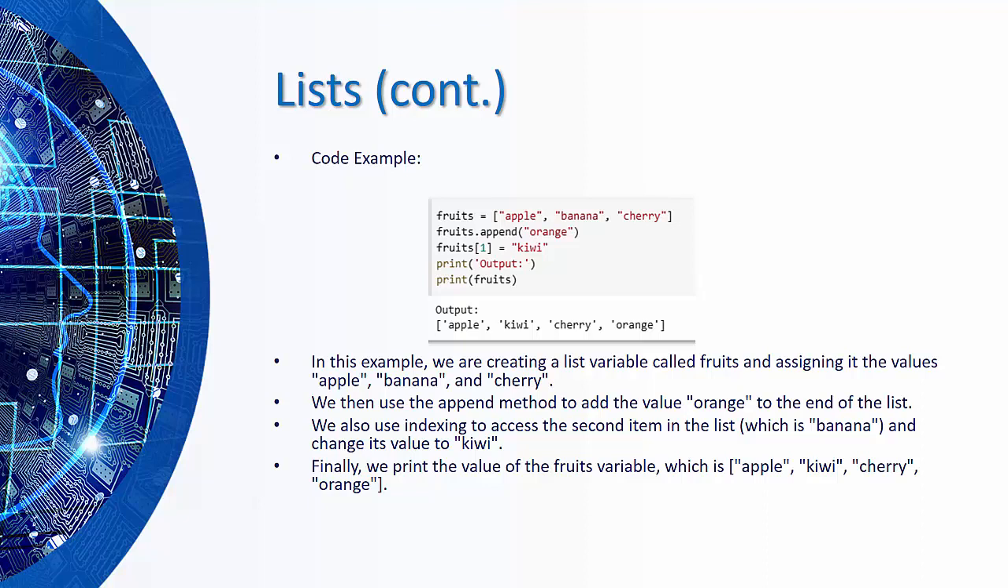Okay, let's look at a code example. In this example, we are creating a list variable called fruits and assigning it the values apple, banana, and cherry. We then use the append method to add the value orange to the end of the list. We also use indexing to access the second item in the list, which is banana, and change its value to kiwi. Finally, we print the value of the fruits variable, which is apple, kiwi, cherry and orange.